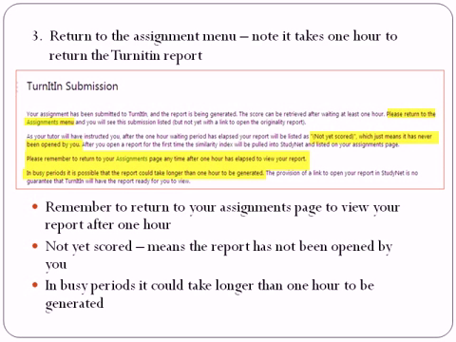You will see your submission listed, but not yet with a link to open the originality report. When you see Not Yet Scored, this means the report has not been opened by you. After you open a report for the first time, the similarity index will be pulled into StudyNet and listed on your assignments page. In busy periods, such as just before Christmas or just before Easter, when many pieces of work are submitted to Turnitin, it may take longer than 1 hour to generate a report, so please be patient.